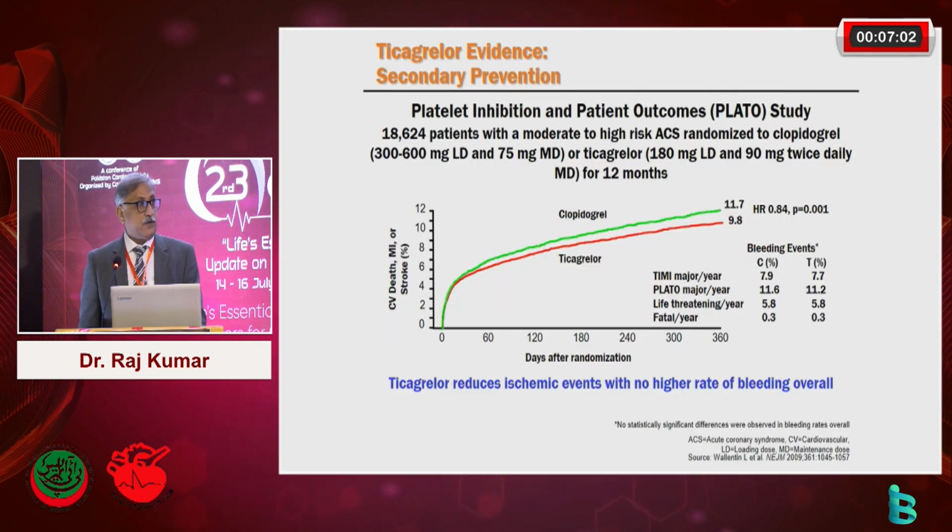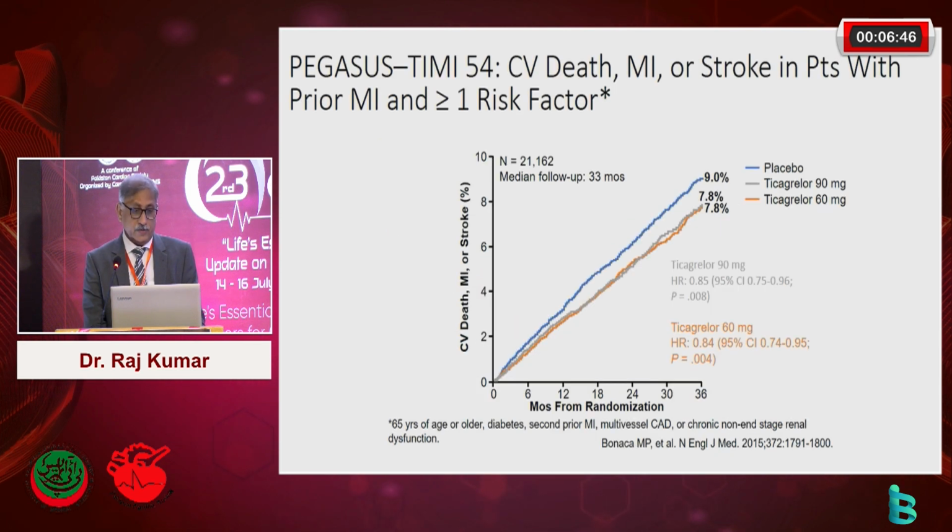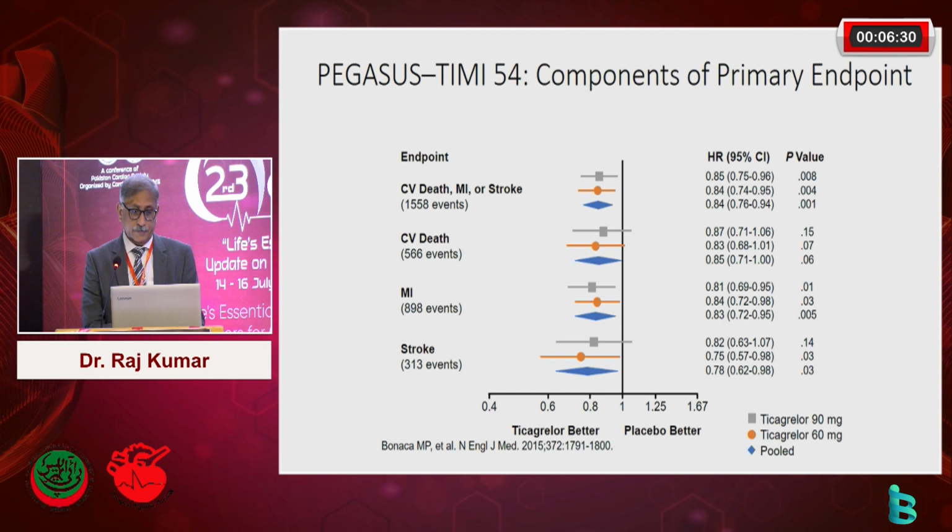Again, this is the PLATO trial, very much talked about a few years back. Everyone was talking about the PLATO ticagrelor. It reduces ischemic events with no higher rate of bleeding overall, so it does cause less bleeding than prasugrel. Another is the PEGASUS TIMI 54 trial, which compared it with placebo. It shows a significant result, but whether the dose was 90 or 60, the results were the same.